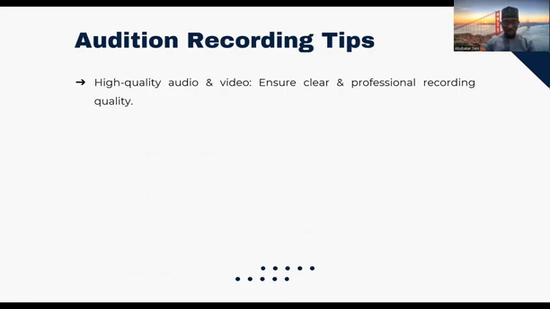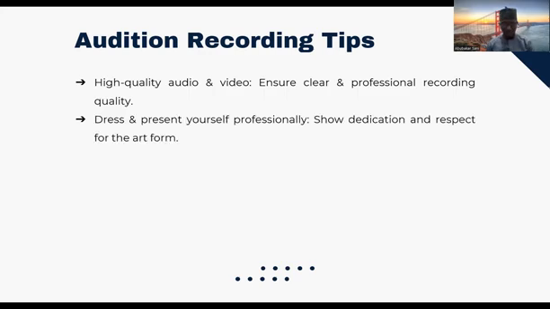You have also the high quality audio and video. If you can afford to have a very professional camera which you can use to record yourself, then no problem. That is highly recommended. But if you cannot afford it, then try to get the best camera out there. Use your phone. Phones are now very sophisticated. We have phones that come with very good cameras. So try to use your phone so that you can have a very high quality video. It's important.